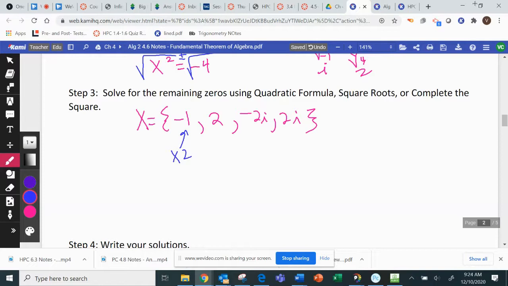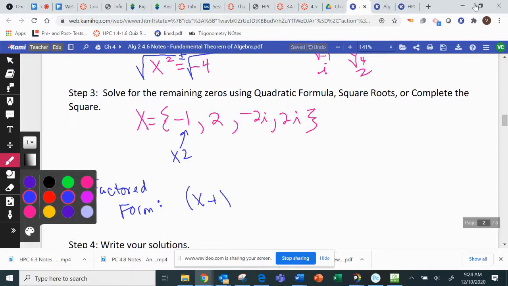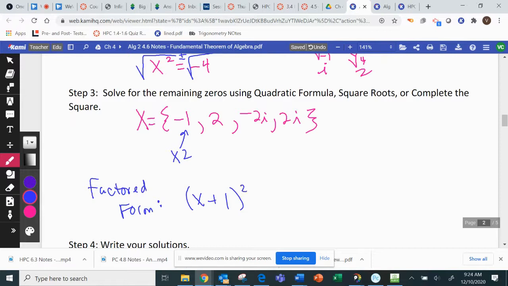What about writing it in factored form? The x plus 1 happened twice, so we write squared for that one. The x minus 2 just happened the one time. And then the last one, I couldn't factor. So x squared plus 4 was not factorable, at least not with real numbers. So that's as far as you could factor it if we're writing factored form.